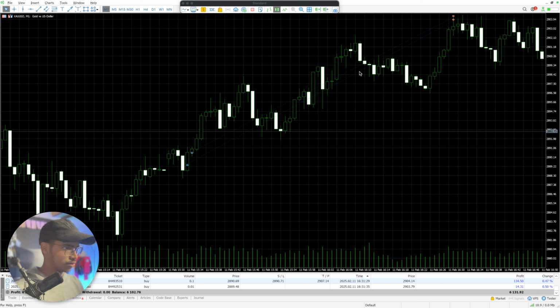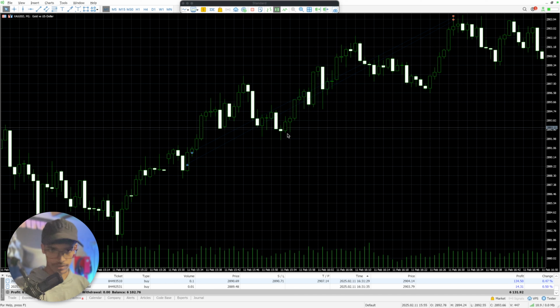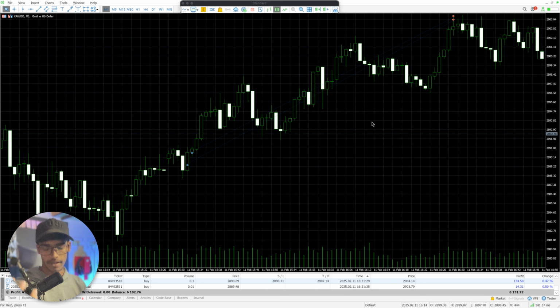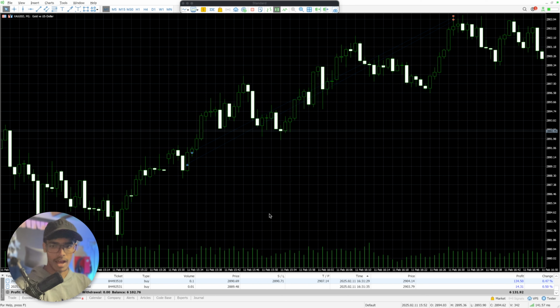These are my executions, just to show that these are not fake trades, these are real trades. These are the profits and percentage, and you can see these blue dots, which represent the trades I have taken. Now let's get on to the explanation of why I took that trade.